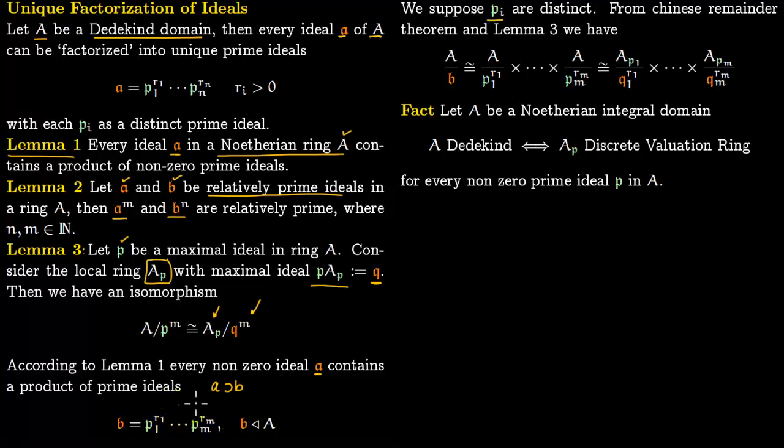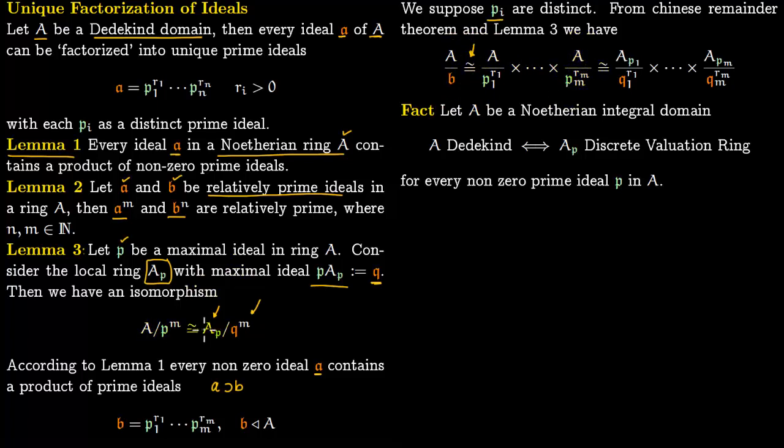So all of these prime ideals are co-prime to each other, and by lemma 2 you can say their powers are also co-prime. So if A and B are co-prime, then their powers are also co-prime. Therefore you have this co-primeness here, and therefore you can use Chinese remainder theorem here. So by Chinese remainder theorem you can write it like this.